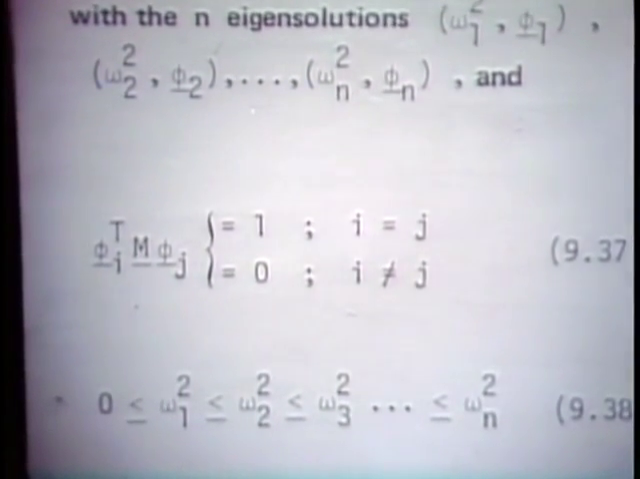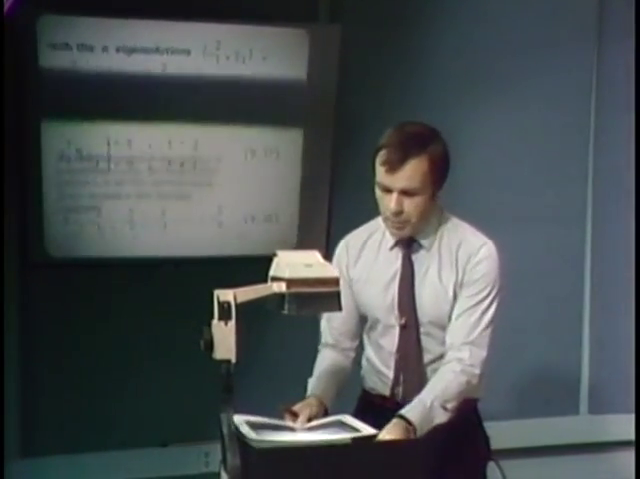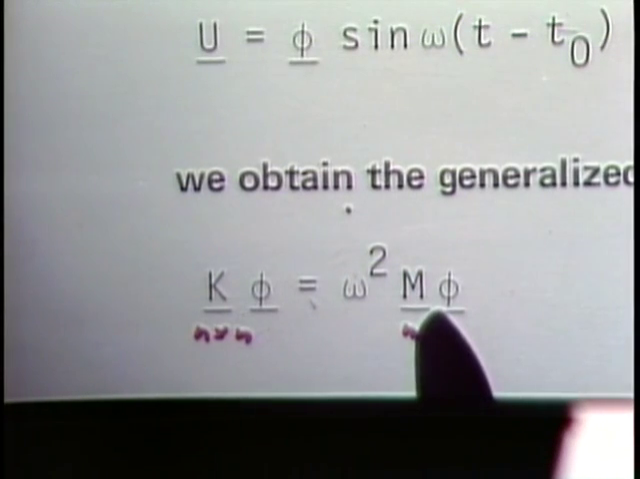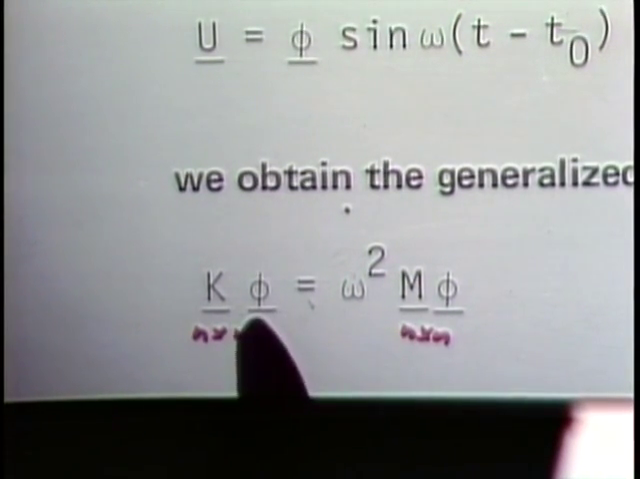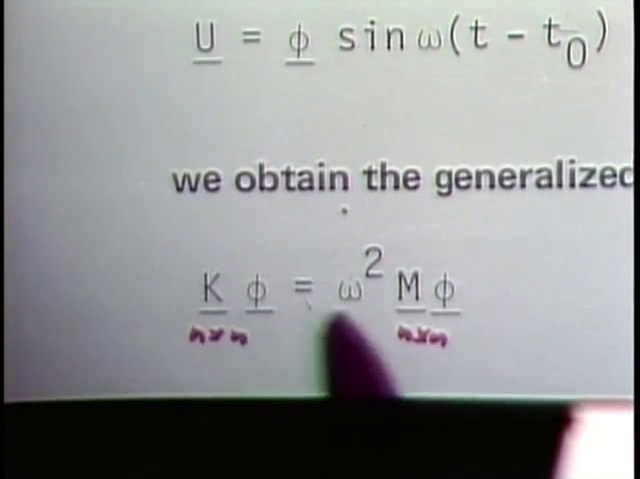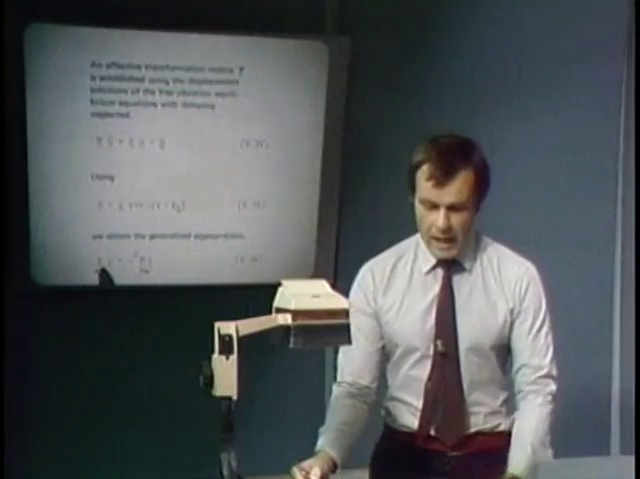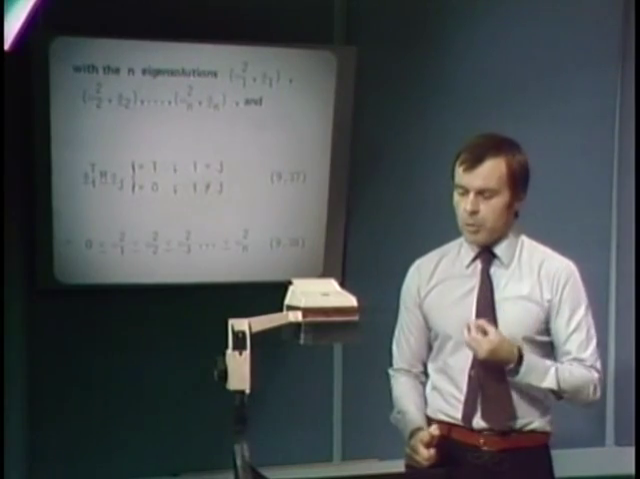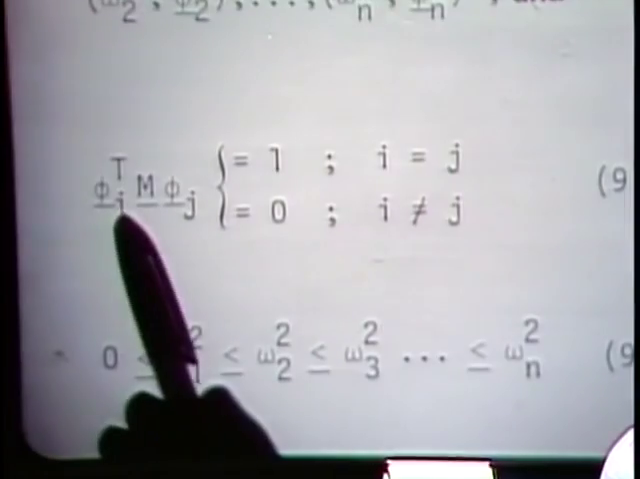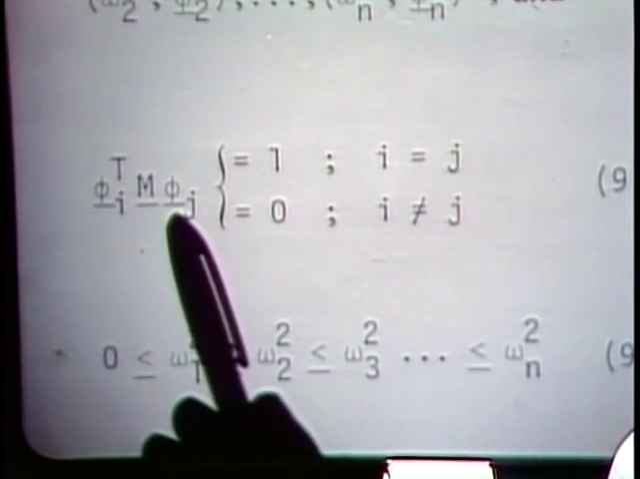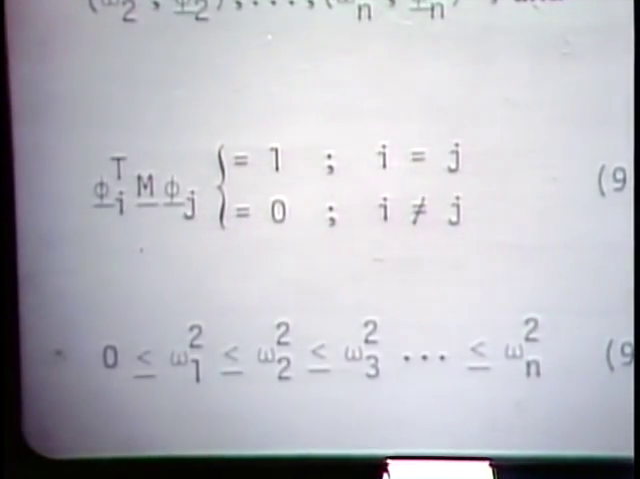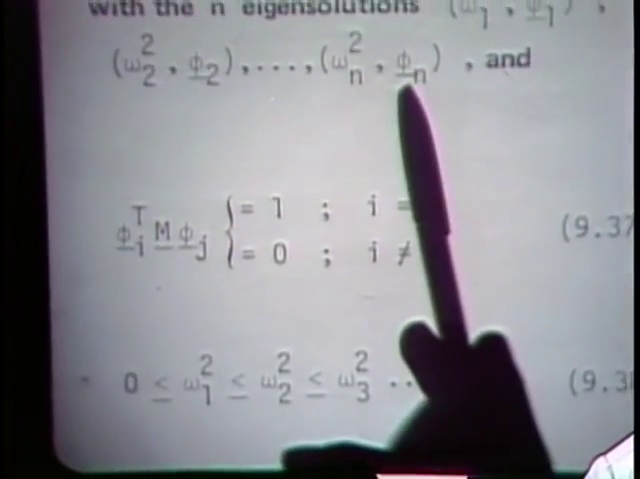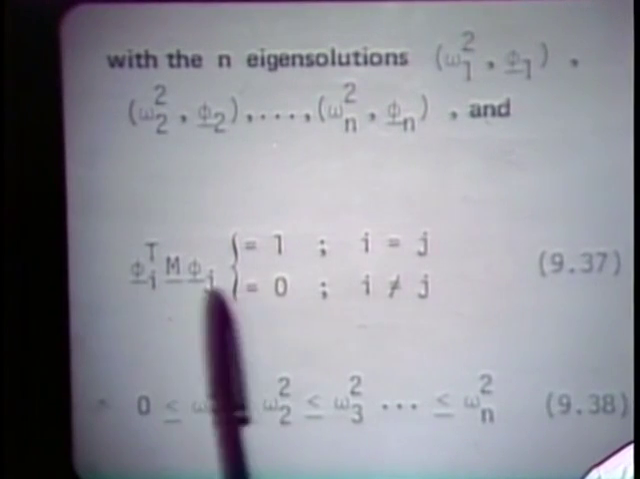What we find is that if we look at this eigenproblem and we notice that a certain vector satisfies this eigenproblem, then also a multiple of that vector satisfies the eigenproblem. And we determine this undetermined constant in such a way as to have phi i transpose M phi i equal to 1. So these are the eigenpairs, and the eigenvectors, phi 1 to phi n, satisfy this relation.